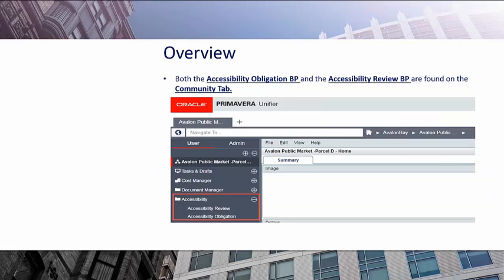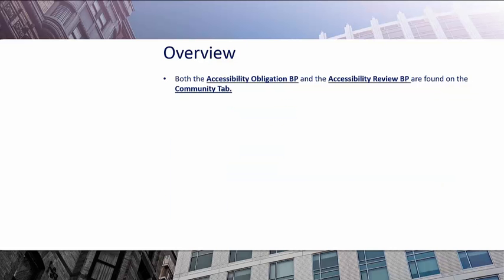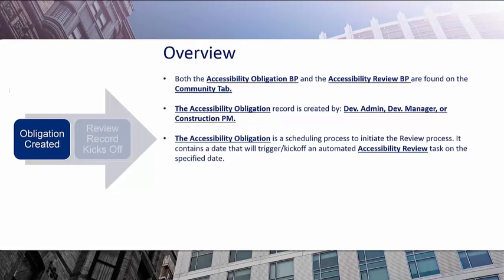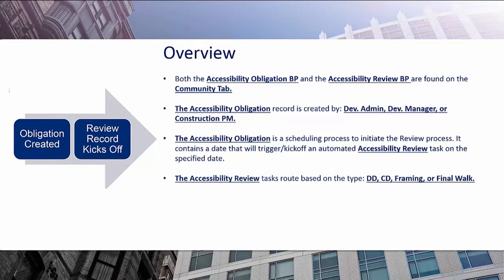And here on the community tab, you can see accessibility. And when you expand, you'll see review and obligation. Again, the accessibility obligation record is a scheduler, and it's created by the dev admin, the dev manager, or the construction PM. The accessibility obligation record is what kicks off the accessibility review task on the specified date. Then that task routes based on the type. So if it's a DD or a CD review, it will kick off to the development or redevelopment manager. If it's framing or final, it will kick off to the construction PM.